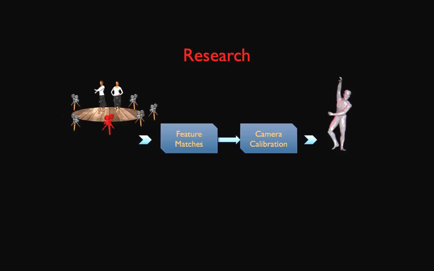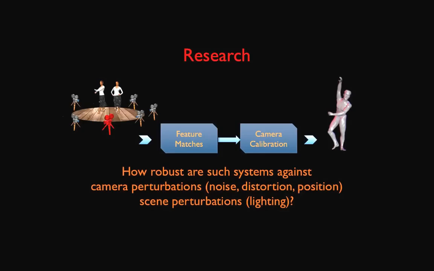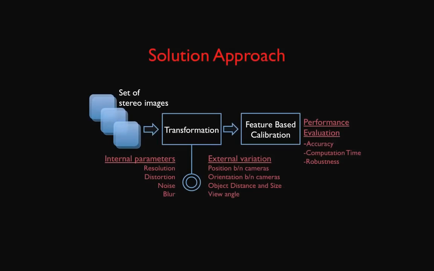However, for a high quality, real-time and robust 3D reconstruction, I have posed certain questions. What are good features for calibration? How does accuracy of feature correspondence affect accuracy of calibration? How robust are such systems against camera perturbations due to noise, distortion, and scene perturbations like lighting? My solution approach has been first to evaluate the performance of feature-based calibration for various feature detectors while the set of stereo images are perturbed by different parameters.